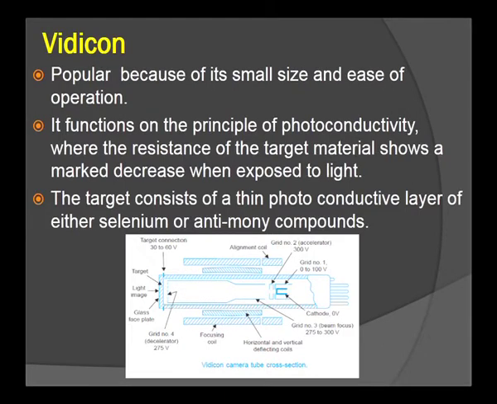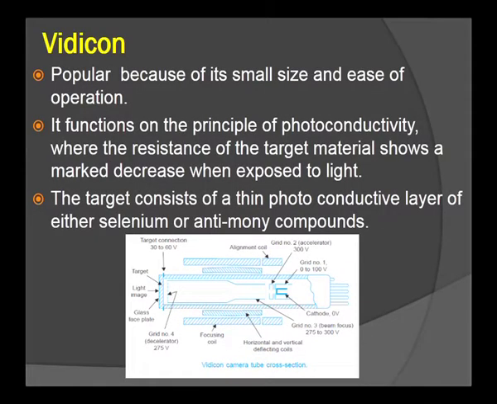The Vidicon camera tube is very popular because of its light weight, small size and ease of operation compared to the Image Orthicon. Its function is basically based on photoconductivity. Photoconductivity is a property where conduction takes place due to incident light. Electrons are emitted due to the incident light. This is the concept adopted in Vidicon operation.